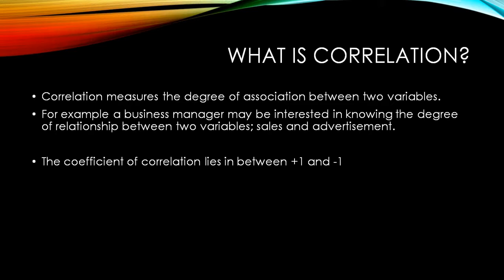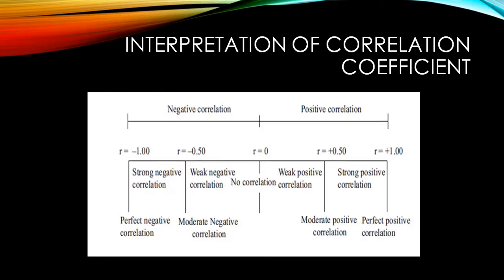The correlation coefficient, also represented by the letter R, lies between +1 and -1. +1 signifies a high degree of positive correlation and -1 talks about a negative correlation. 0 stands for almost no correlation. This is how we are going to interpret it. If R equals 0, there is no correlation.